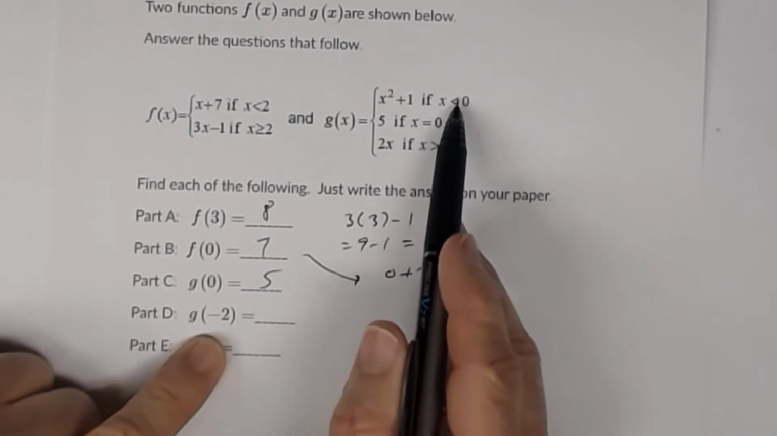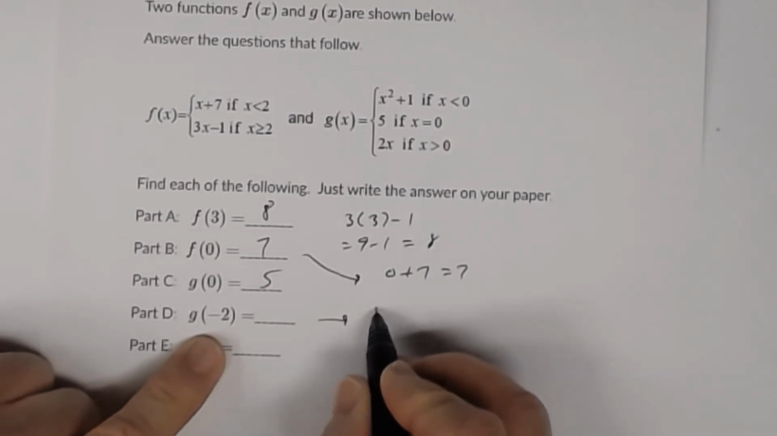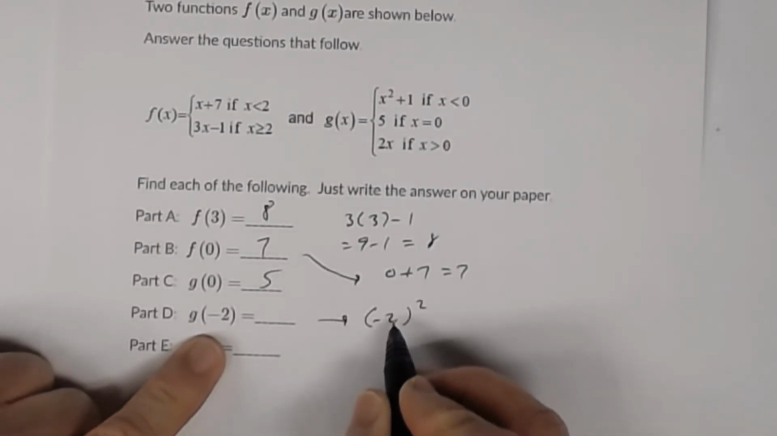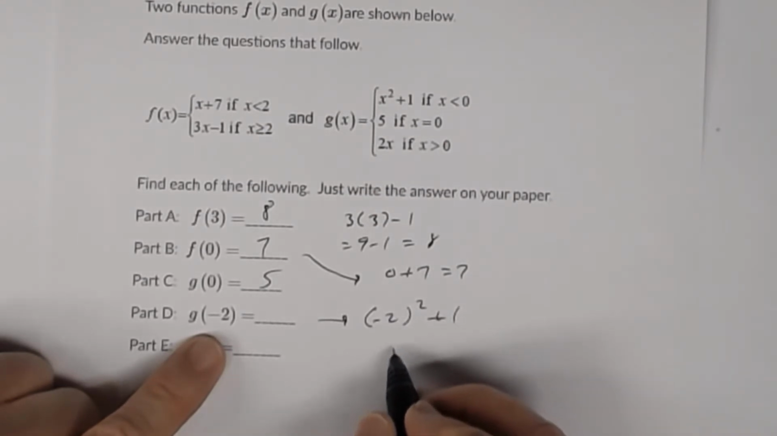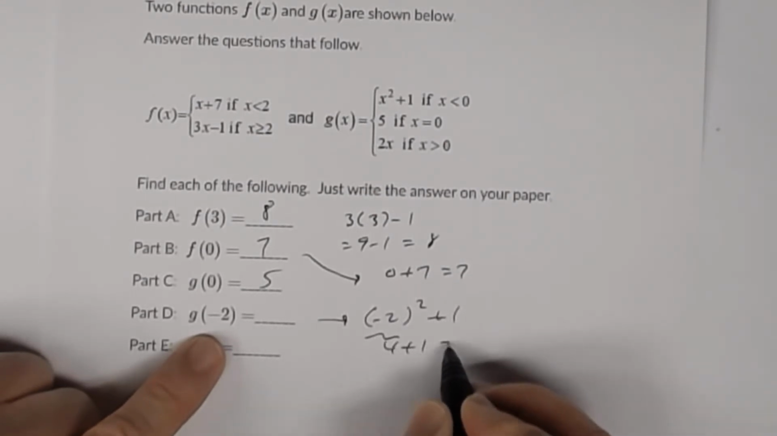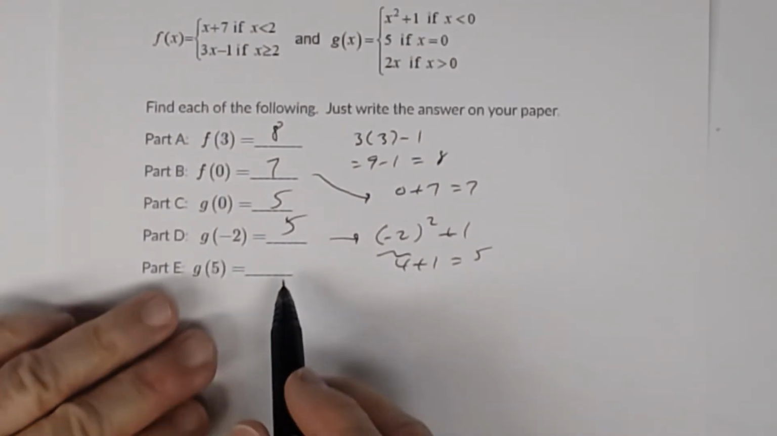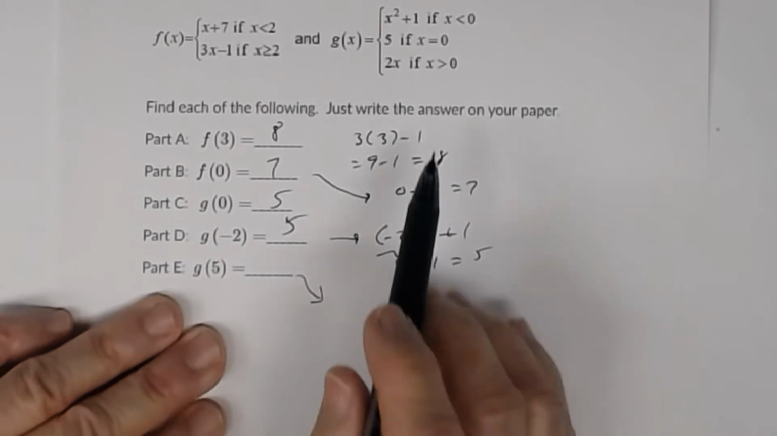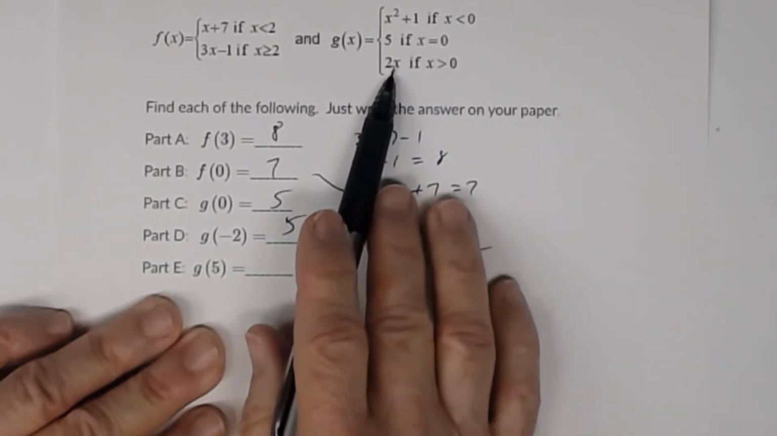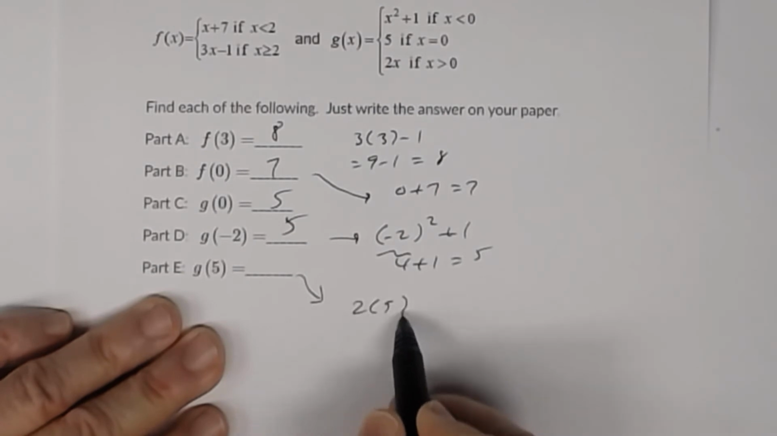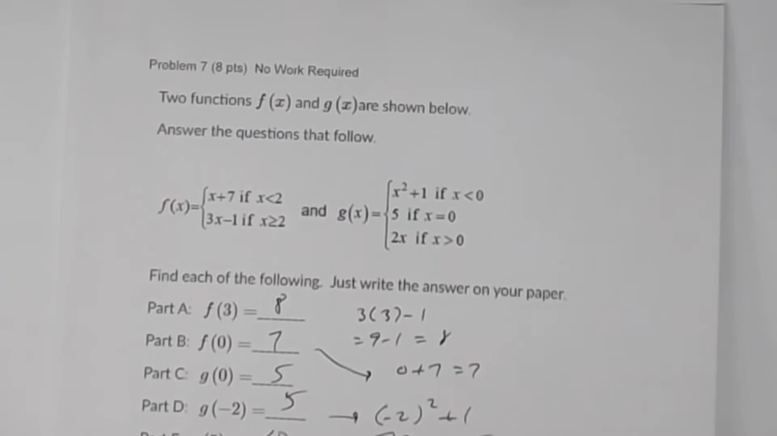See, negative 2 is less than 0, so you're going to use x squared plus 1. So this becomes negative 2 squared. So notice the parentheses, negative 2 squared plus 1. Negative 2 times itself is a positive 4, and 4 plus 1 is 5. Okay? And then for g of 5, you're going to use this one because 5 is greater than 0. So you're going to use 2x. So that'll be 2 times 5, which is 10. All right, so that was number 7.